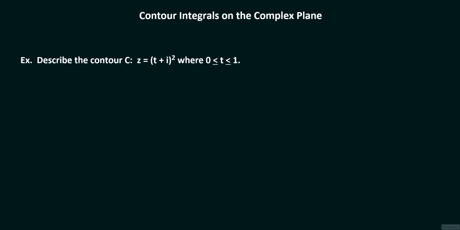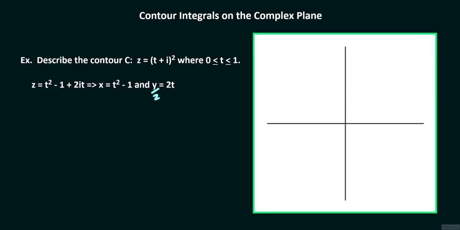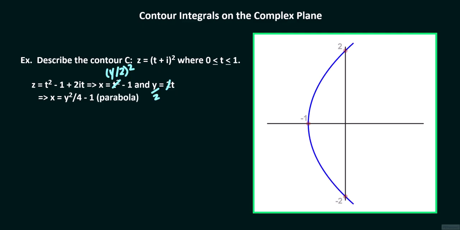As an exercise, we describe the contour C that is given by the equation z equals the square of t plus i, where t is between 0 and 1. T plus i quantity squared is t squared minus 1 plus 2it, so that x equals t squared minus 1 and y equals 2t. So y over 2 equals t, and plugging this into the x parameterization, x equals y over 2 quantity squared minus 1, or y squared over 4 minus 1, which is the equation of a parabola.